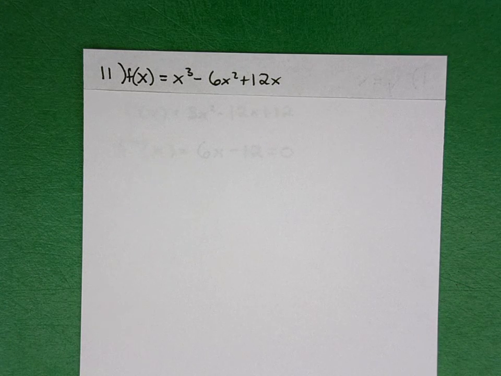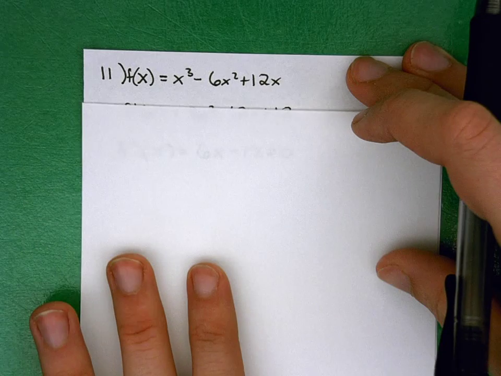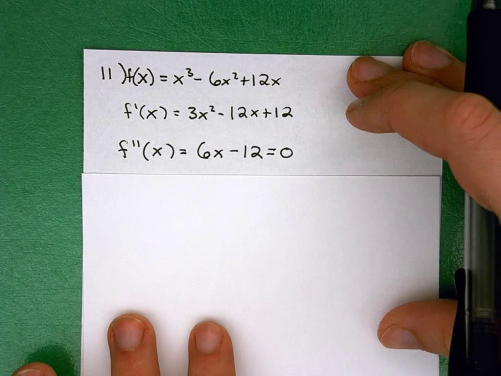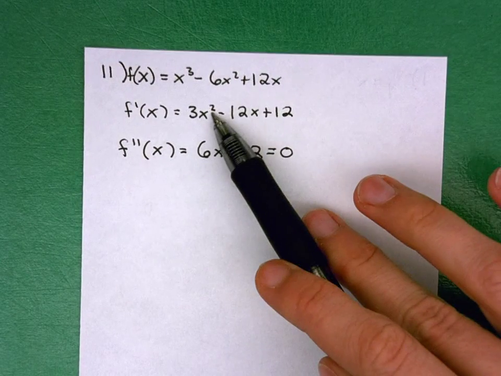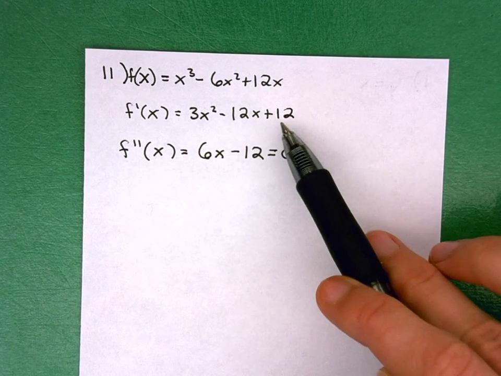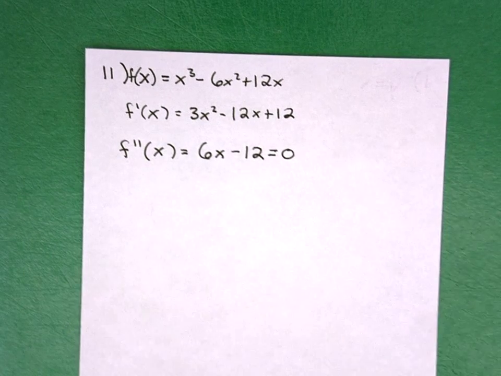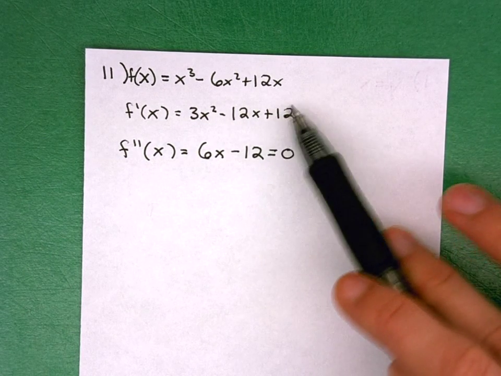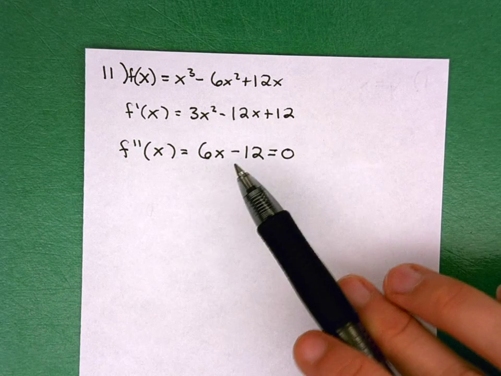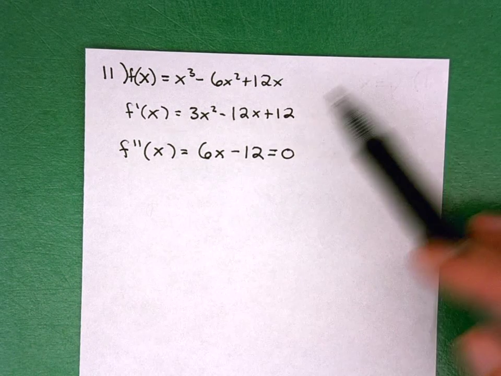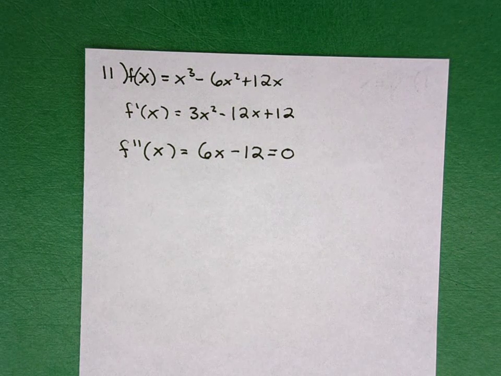Okay, so to start us off here, I do need to take the second derivative and set it equal to 0. And so our first derivative would be 3x squared minus 12x plus 12. And then our second derivative would be 6x minus 12, and then the derivative of the constant would be 0. Once we're at this level, we're going to set our second derivative equal to 0. This is going to allow us to find numbers for our number line test.